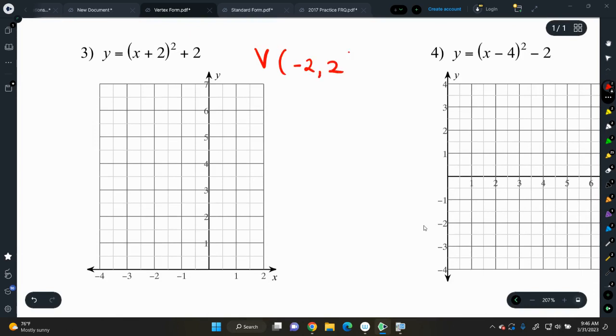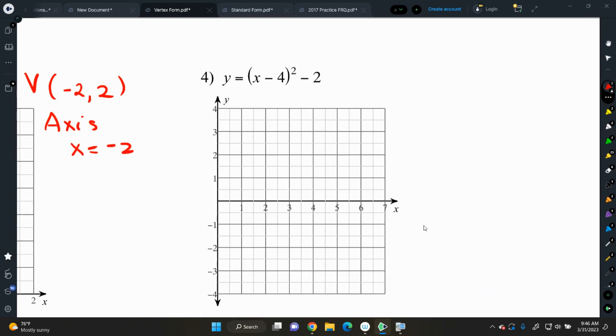-2, 2. Mark, what's my axis of symmetry? Yeah, x equals -2. -2, 2. Draw my little dotted line in there. And there's my parabola. Okay.